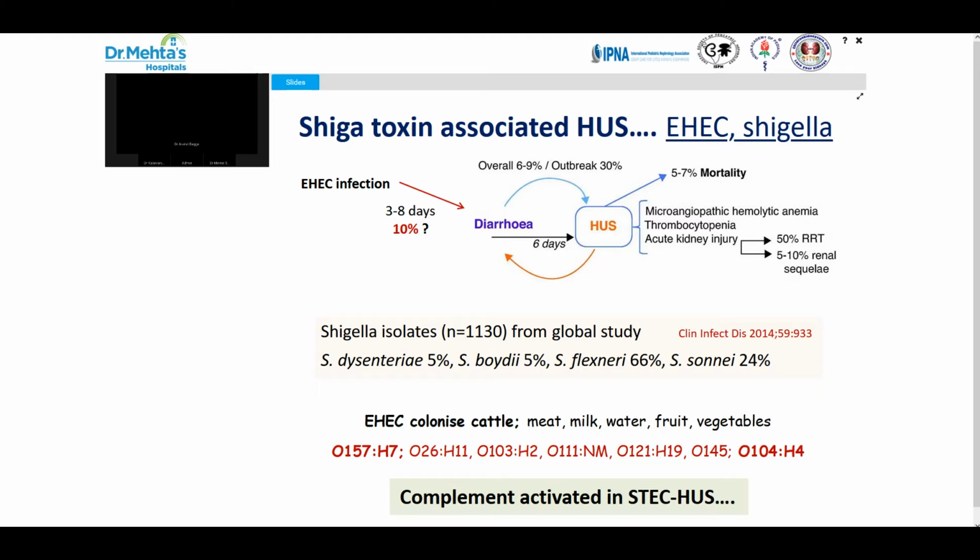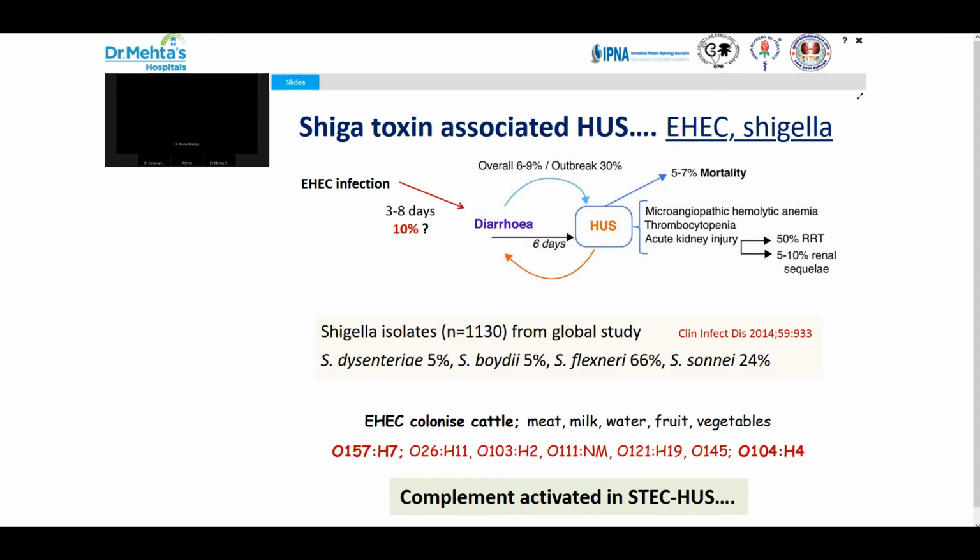And once you get HUS, then you have the characteristic features of hemolytic uremic syndrome. To complicate this picture slightly more has been the recent evidence. In fact, it's not really recent, but evidence that the complement system also gets activated with Shiga toxin-associated E. coli-associated HUS. So there is enough evidence that the complement system is also involved in the pathogenesis of STEC-associated hemolytic uremic syndrome.